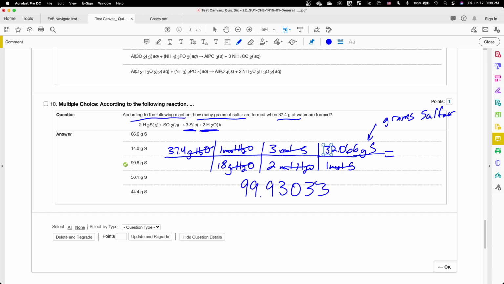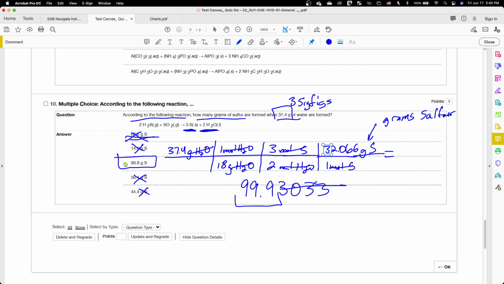Again, we could look here and we see that the number of significant figures we have is 3 sig figs. So this has to be rounded off to 3 sig figs, and so that's going to be the answer right there, 99.9. Look at the answer choices. Definitely not 6.66. That's wrong. Can't be 14. That's off. 56 wrong. 44 off. The closest one is 99.8 grams of sulfur, right? So that could have just been a very negligible rounding error that I got 99.9, and the answer says 99.8. They're essentially the same.